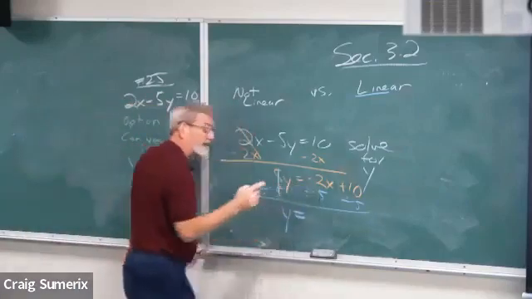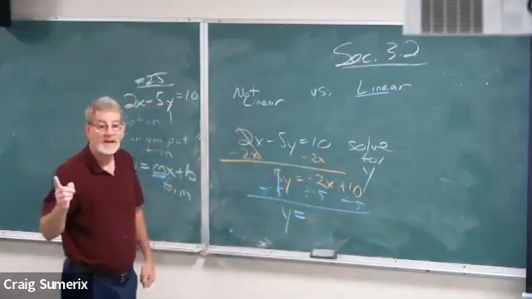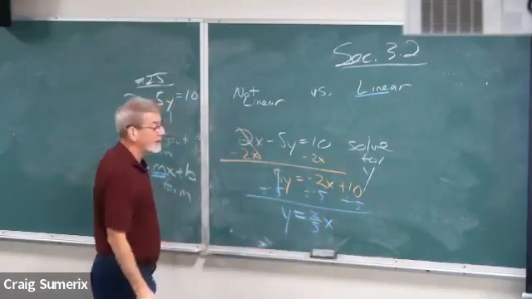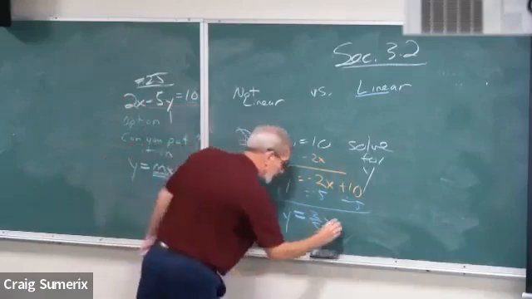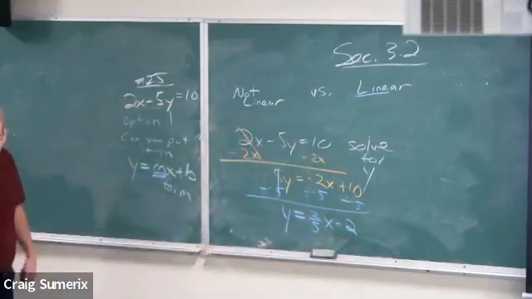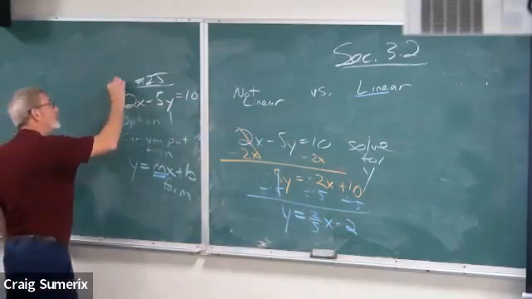What's negative 2 divided by negative 5? 2/5. We'll get to that later. What's 10 divided by negative 5? Negative 2. Is this in y equals mx plus b form? Yes. So is it linear? Yes, this would be linear.